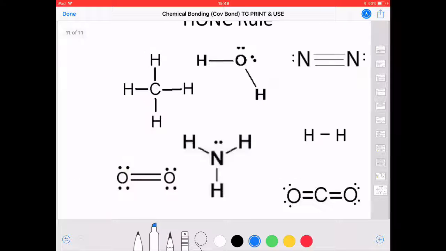There are a few more examples down here using the hunk rule, so you guys can see that nitrogen always has 3 bonds, oxygen always has 2 bonds, and carbon always has 4 bonds. Hydrogen only has 1. But these are just a few more examples for you guys.